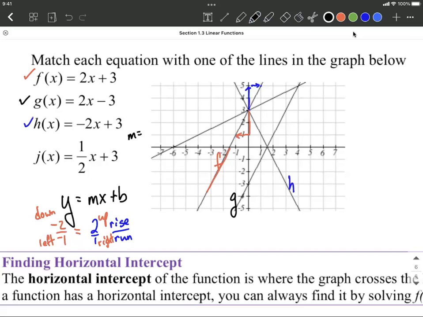If you have a slope of 1/2, that would mean go up 1 and to the right 2. So let's think about this. If you start here and you go up 1 and to the right 2, you get to, sure enough, the only remaining line that we haven't identified yet. Remember, that's going to be j. Goes along here, and I erased it, but this was f down here.